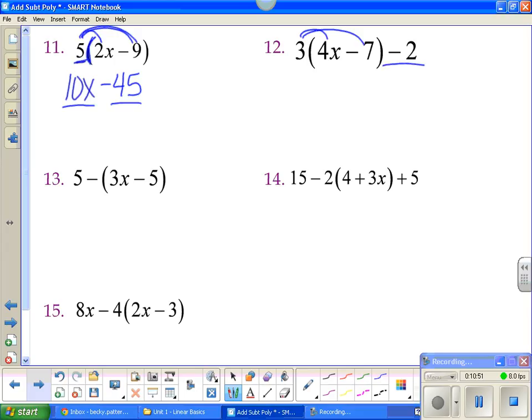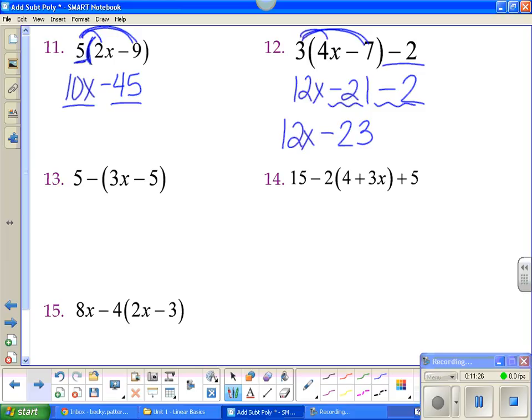This minus 2 is just hanging out, waiting for me to finish distributing. So when I distribute my 3, that's going to give me a 12x, and then a minus 21, and then I bring down my minus 2. And a lot of students will walk away from a problem like this, and they're not done. We have like terms that we can combine. Now I don't have any like terms for the 12x, so I'm just going to bring him down. But I can combine the negative 21 and the negative 2 and get a negative 23.